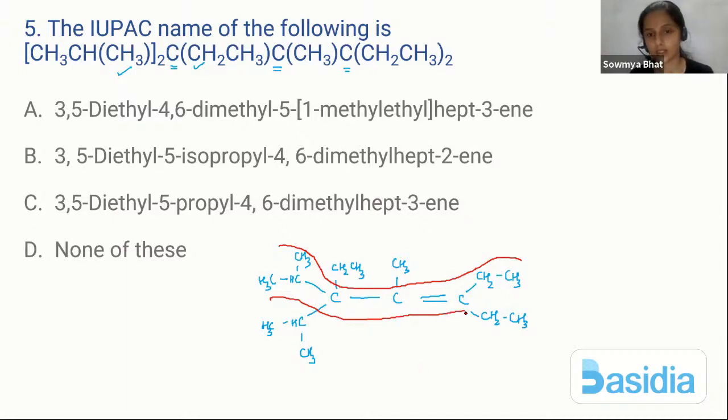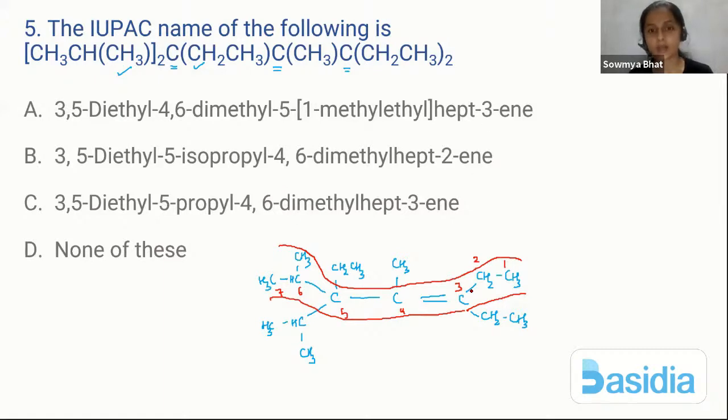Yeah, here it is. So this should get the minimum number. So I'm going to name it from this end. 1, 2, 3, 4, 5, 6, 7. If I name it like this, the first thing you can do is see the position of the double bond. That's 3. Select where there is a double bond at the third position. Option A and option C.